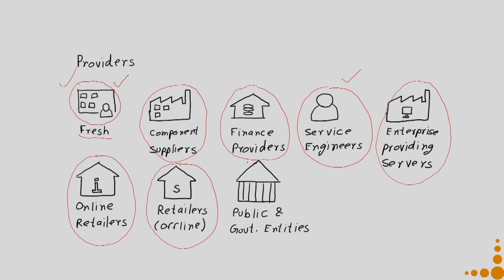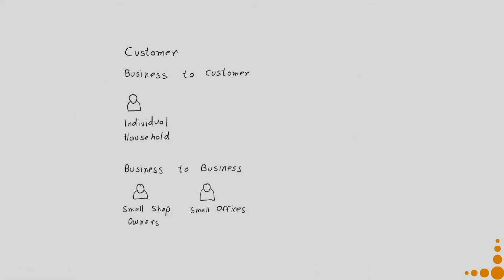And there might also be some relationship because of the public and government entities. Not sure if they exist, but say in this context in which I am drawing my actors, I think that they are part of the providers. Then say right now Fresh has 2 types of customers. The business to customer is like individual households where people buy for their houses, but there are also small shop owners or small offices where the number of employees is like the number of people in a family.